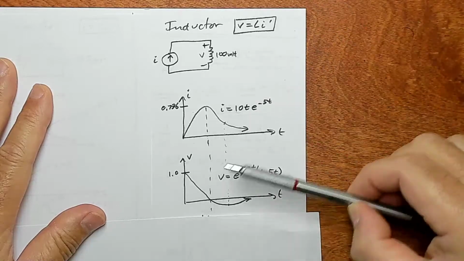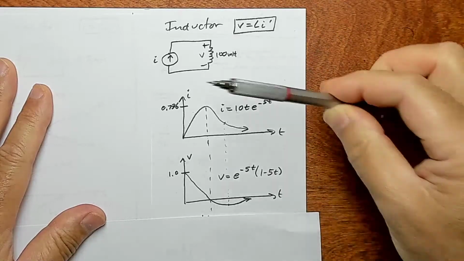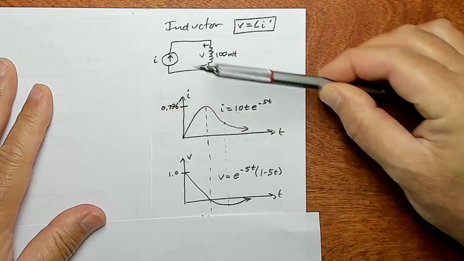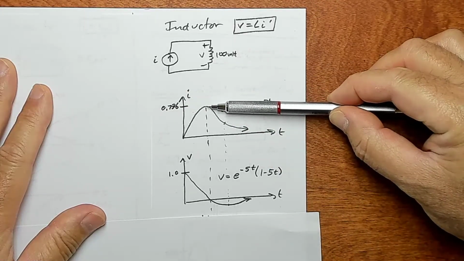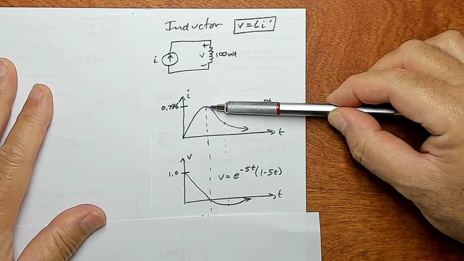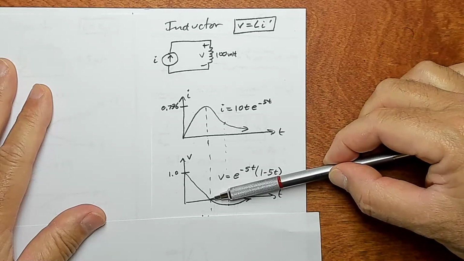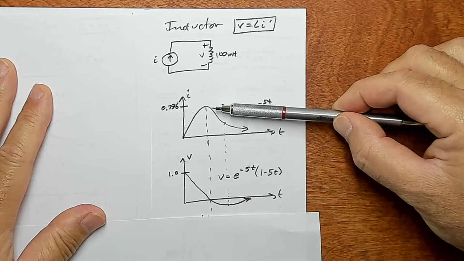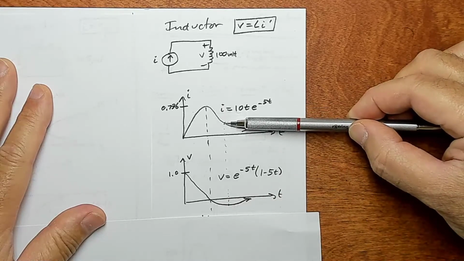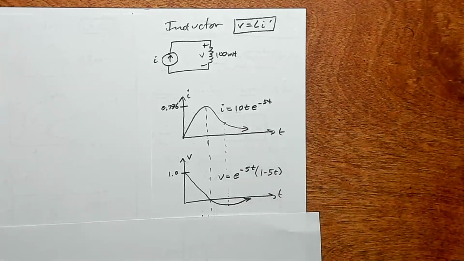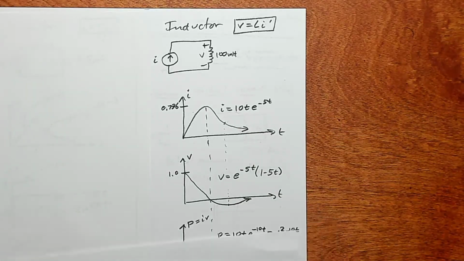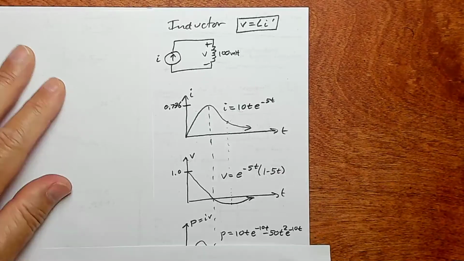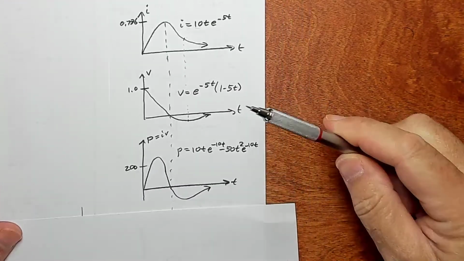So that's the calculus way of understanding this, and the physical way of understanding this is that when the current is not changing, the voltage is 0, for that instant in time. And that's about it. Okay. If you multiply these two curves together, you get this.